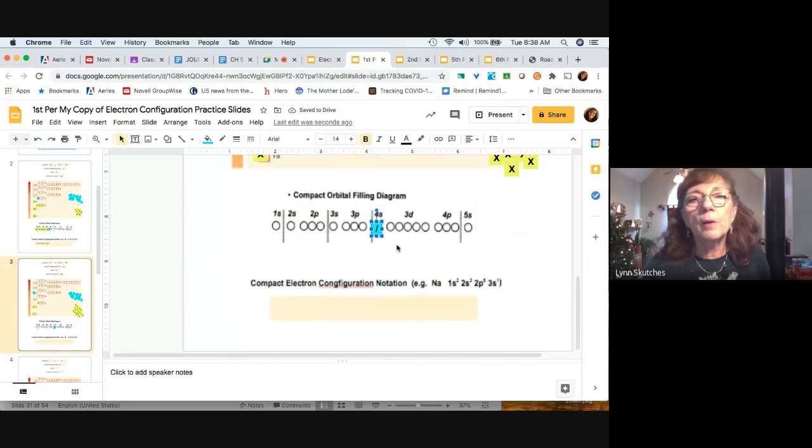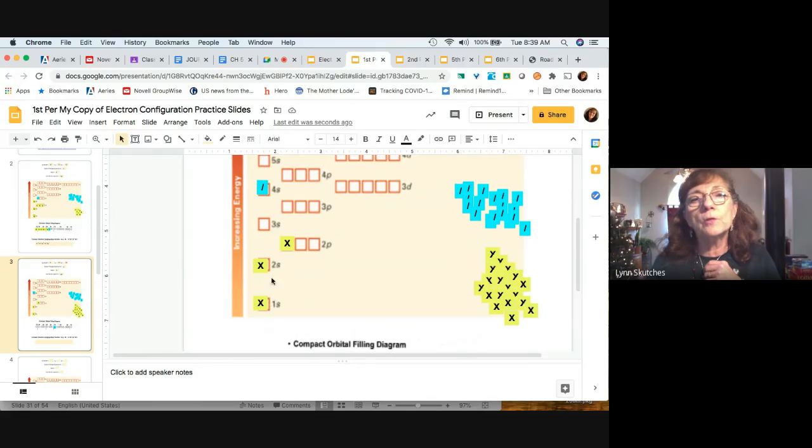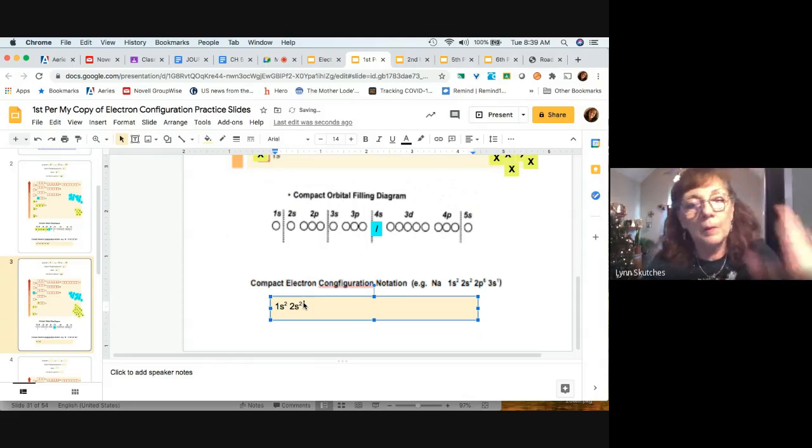And then the tricky part again is getting this piece correct. If it helps you, start with the last one, but it might help you just to go 1s2, 2s2, 2p6 like that. Do you guys need me to finish, or are we getting the hang of this a little bit?